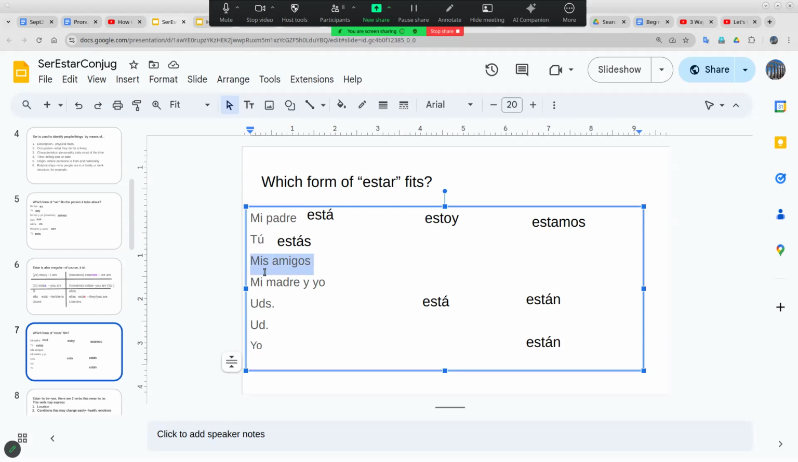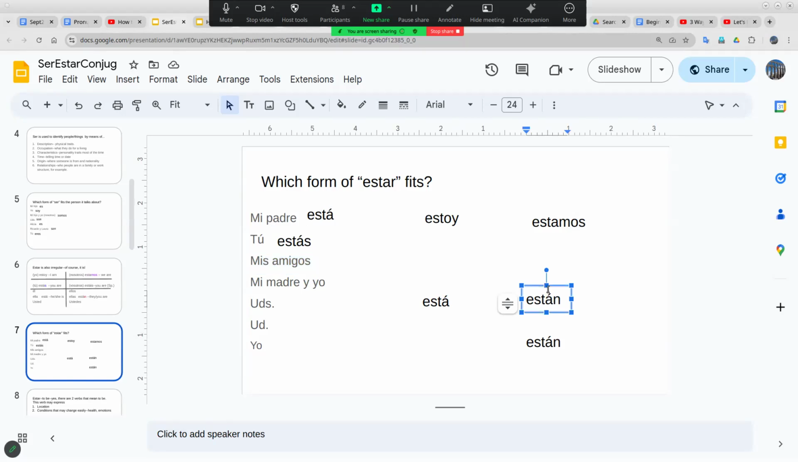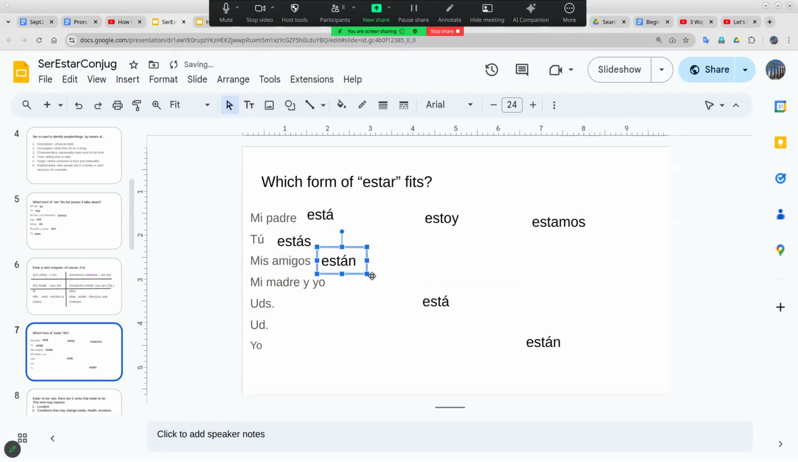Están. With mis amigos, I am not in the group. It just says the friends belong to me. Because I heard estamos, but mis amigos does not mean I'm with them, right? It only means I'm with them if I have mis amigos y yo. But just mis amigos están.